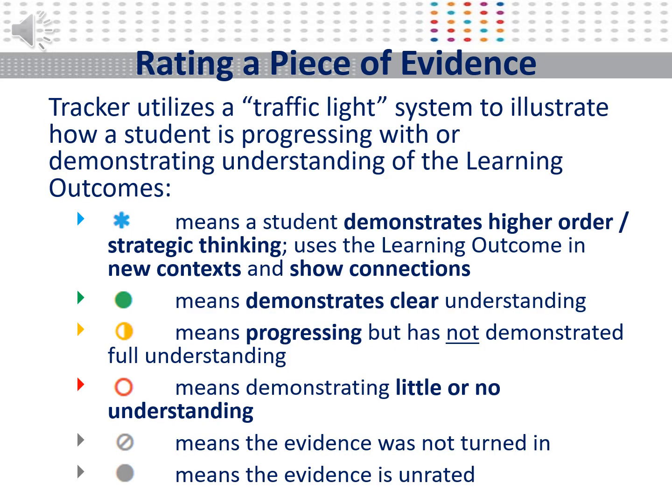Tracker utilizes a traffic light system to illustrate how a student is progressing with or demonstrating understanding of the learning outcomes. One rating means a student demonstrates higher order/strategic thinking, uses the learning outcome in new contexts and shows connections. Another means demonstrates clear understanding. Another means progressing but has not demonstrated full understanding. Another means demonstrating little or no understanding.